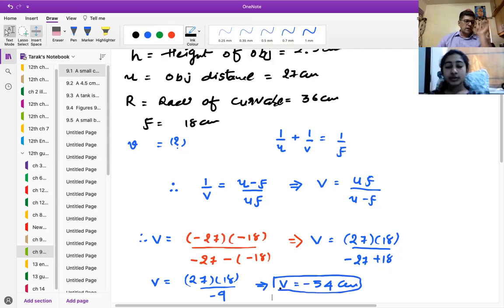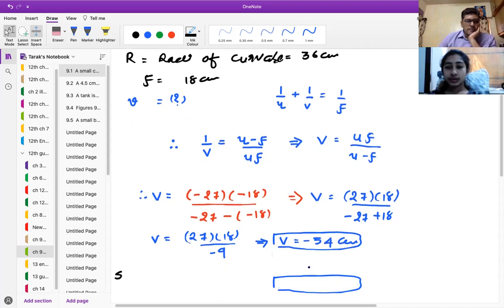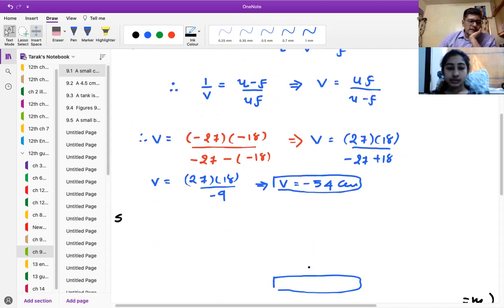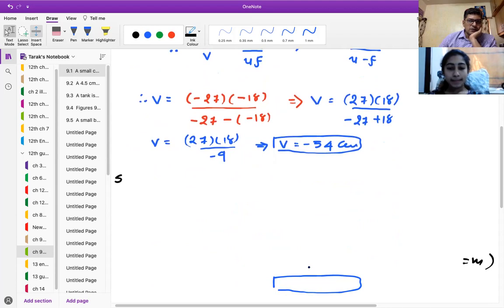So it must be inverted, right? So I got that my value of v is negative 54, minus 54.